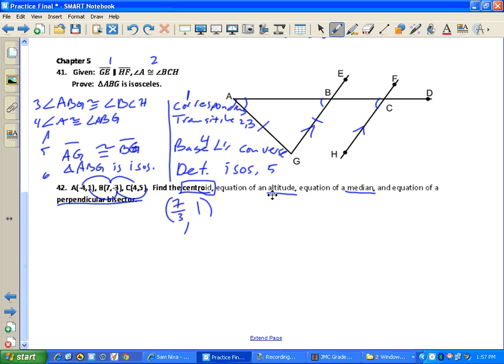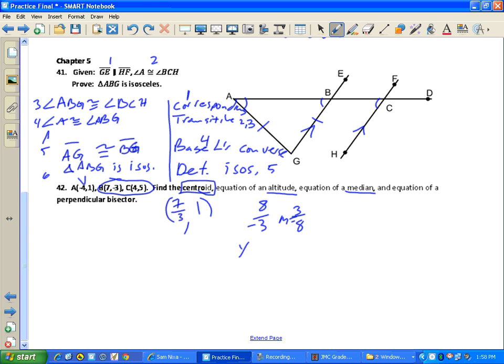The equation of an altitude. Well, an altitude is going to be perpendicular to a side and go through the opposite vertex. So if I choose A to be my vertex that I want to go through, that means I need to be perpendicular to the line that goes through B and C. So I'm going to find the slope. 5 minus -3 is 8. 4 minus 7 is -3. So that would be the slope of this line. I need to be perpendicular to that. So I'm going to flip and switch this. So it's 3/8. So that's my m that I'll use.